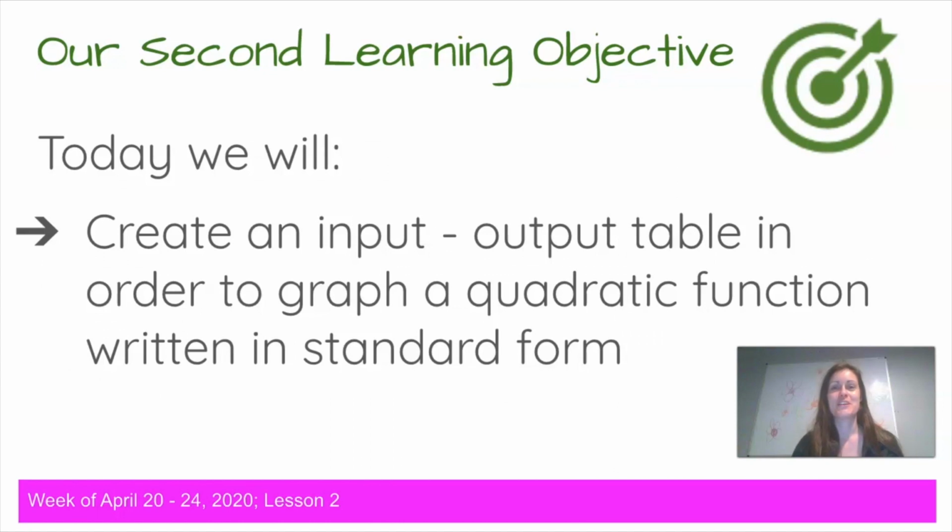The material covered in our second mini lesson for today is the same as the material in your print packet for the week of April 20th. This is lesson 2. Our objective for today is to create an input-output table in order to graph a quadratic function written in standard form. We took a look in our Think About It task at 2 different quadratic functions and we compared their key features. In this lesson, we're going to look at the equation of the function and see how we can generate the picture of the graph so that we can then identify the key features.